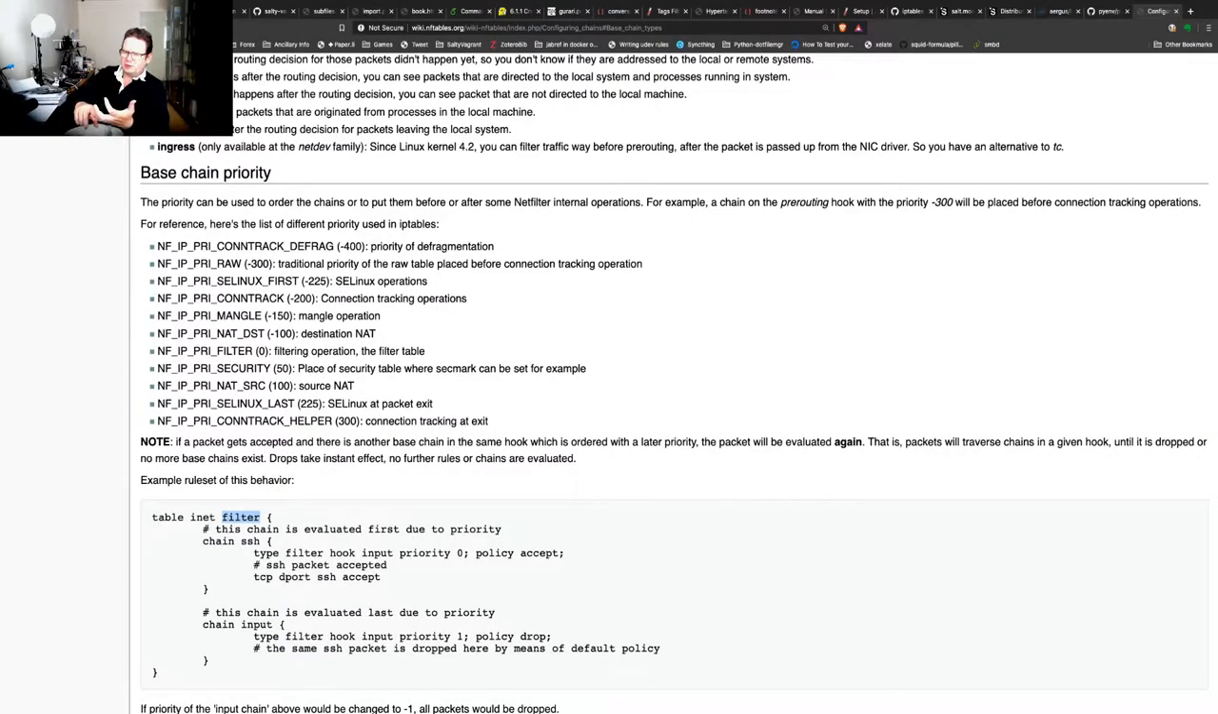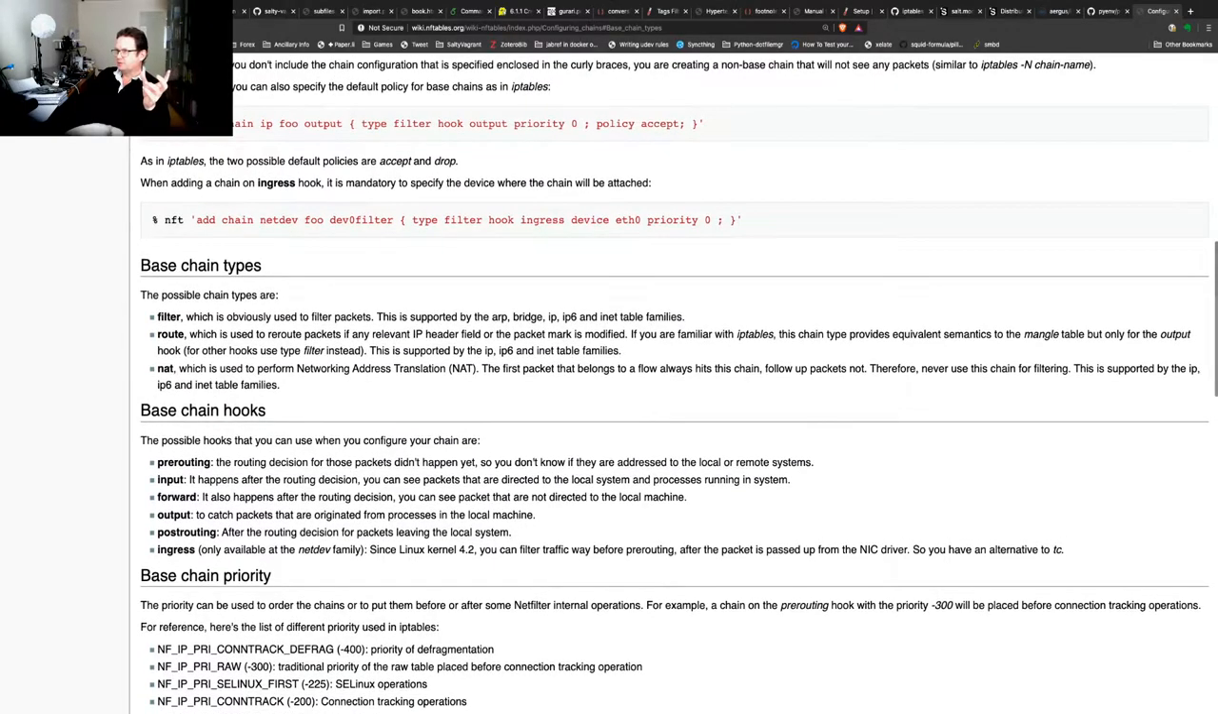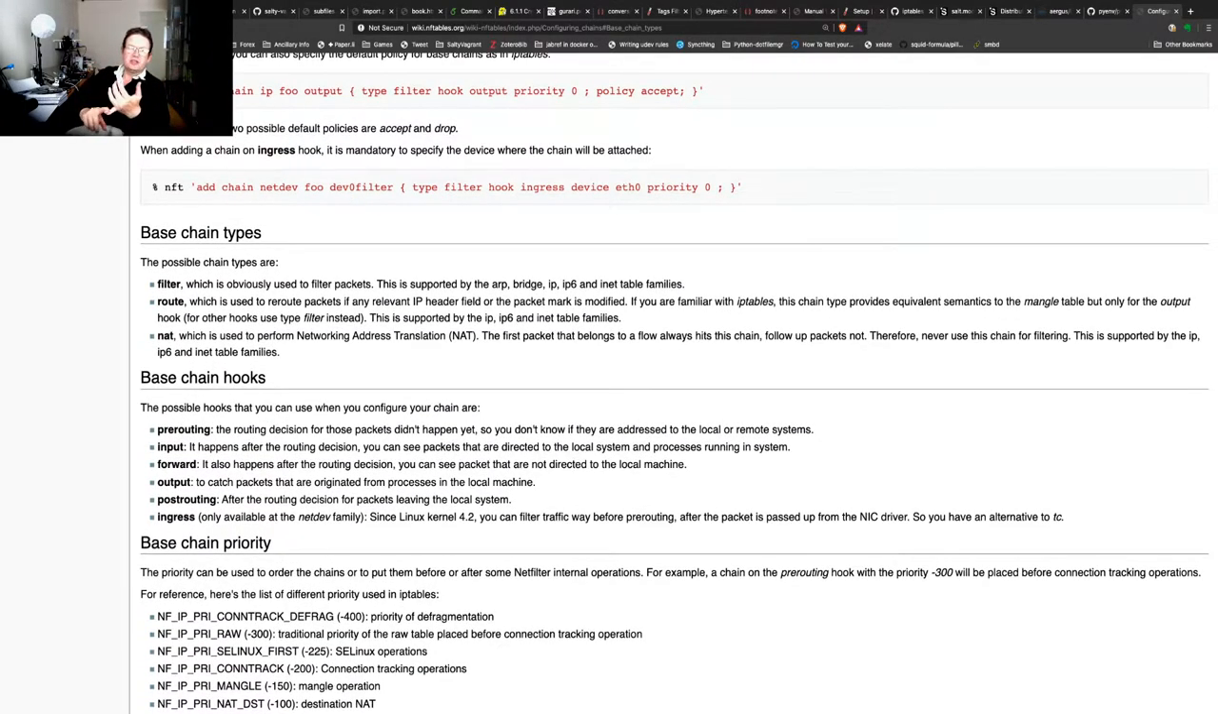So really all a table encapsulates is the type and its name. The rest of the content is these chains. Now, chains come in broadly two types. There are base chains and there are not base chains. Base chains are designed or intended to be attached to hooks within the kernel packet processing system, and they come in one of these three different flavors. And this really just tells the system what the chain is intended to do.